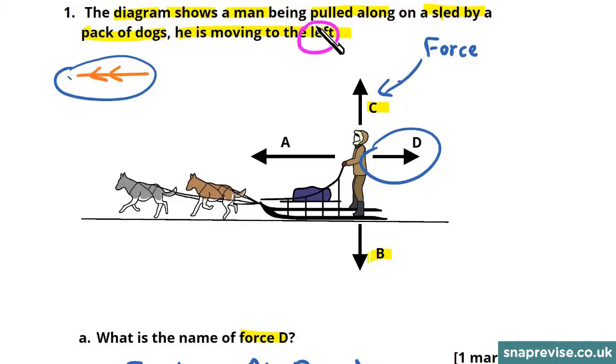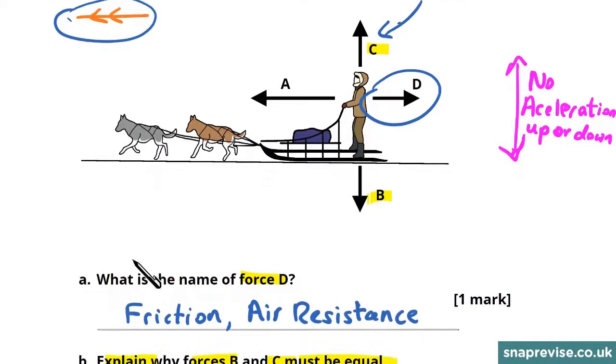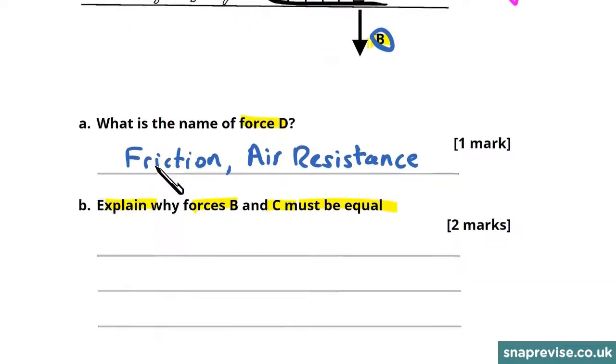In other words, the man is not moving up or down. And not only is the man not currently moving up or down, but we assume that he never moves up or down, and so he is never accelerating up or down. So there's no acceleration in these directions. But if there's no upwards or downwards acceleration, that tells us there's no net force either upwards or downwards. And that tells us that forces B and C must actually cancel each other out.